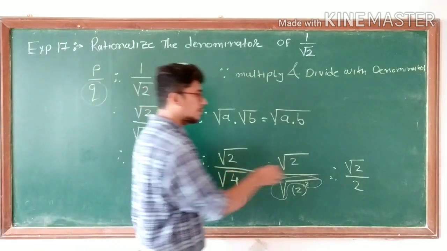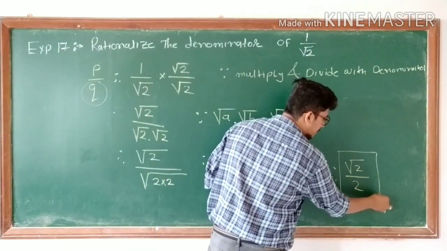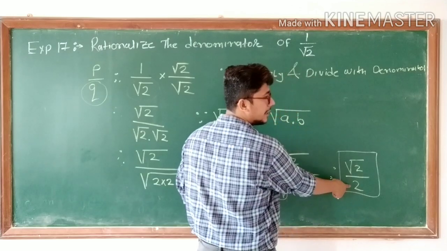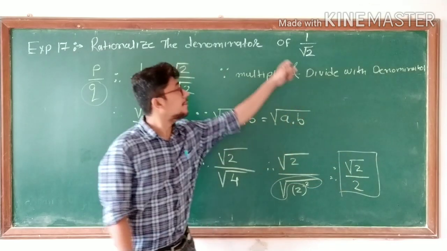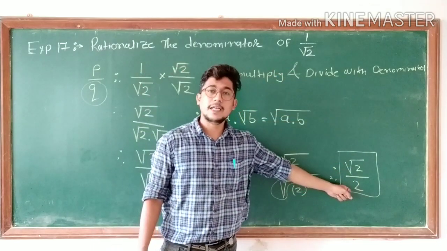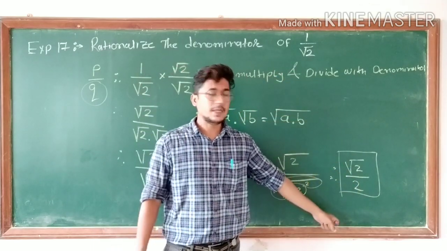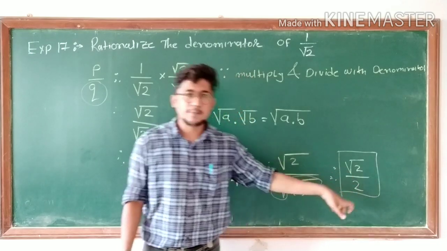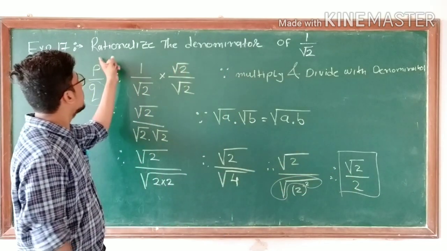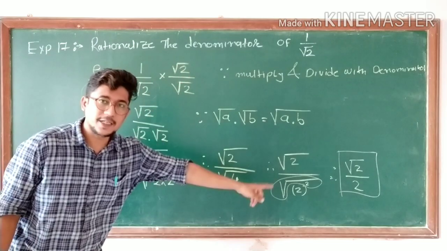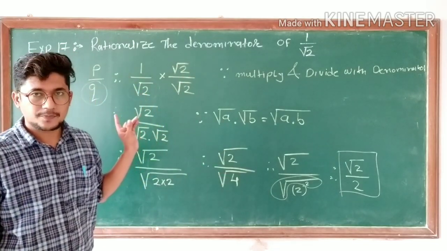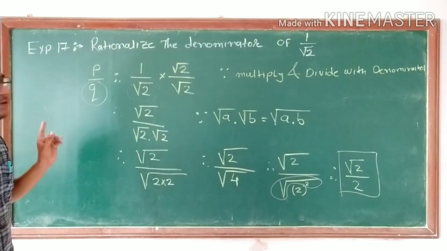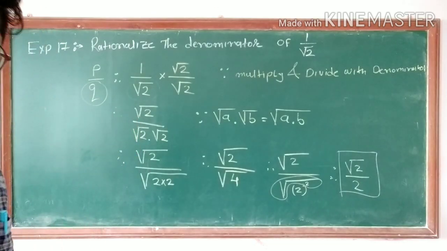Okay. So this is your final answer. Why is this your final answer? Because in the denominator, now it is a rational number. So this value has been rationalized in the denominator. Here the denominator has become a rational number. So they are asking to rationalize the denominator, and it has been done. I hope this question is very clear to you all. So now we are moving to the next problem.